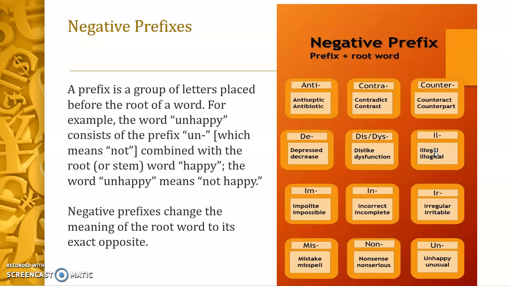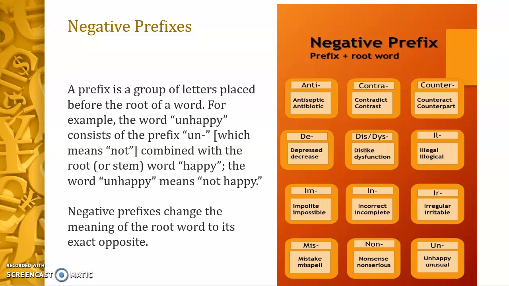Il also comes at the beginning of a root word. For example, legal and then illegal. And then im, it also does the same thing. It changes the meaning of the word into its opposite. Incorrect, irregular, mistake, nonsense, unhappy. So all these prefixes, 12 of them, they change the meaning of the word to its total opposite, and they come at the beginning of the word.